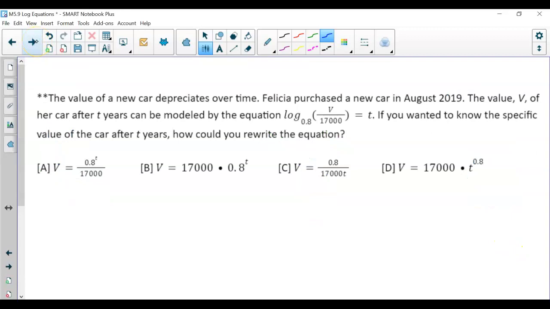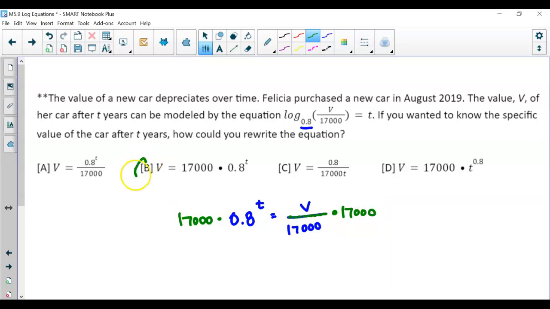So then this last one here, given the situation where V is the value and T is the time in years of the car, she wants to know how to rewrite this to figure out the value of the car. So we're solving for V. Well, you have a log, so rewrite it as an exponential. So what is the base? 0.8. 0.8 to the T power is equal to the fraction V divided by 17,000. So now to solve for V, it's being divided. So what is the opposite of division? Multiply by 17,000. That's why the answer is B.